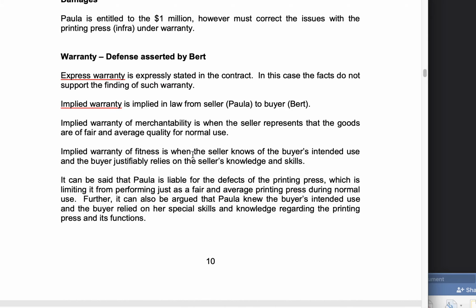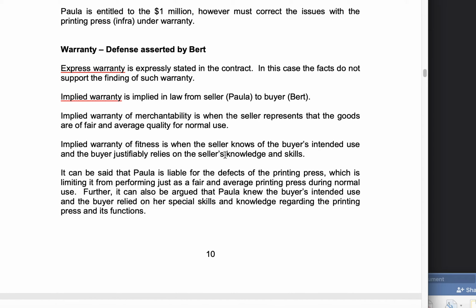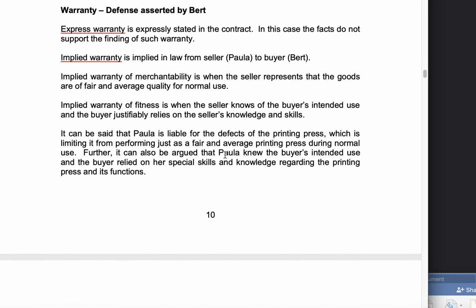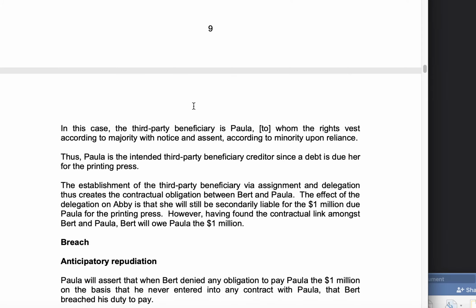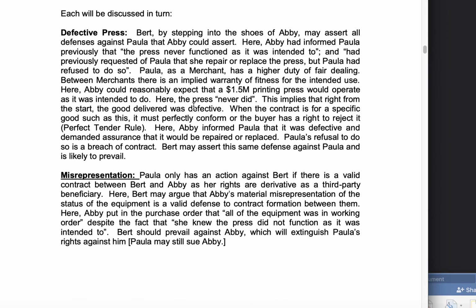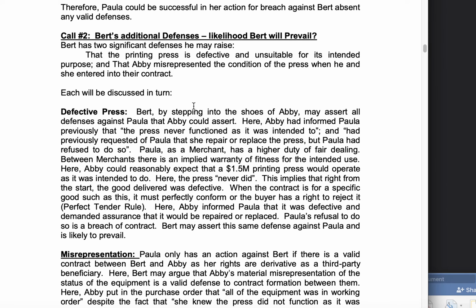But with the express, you don't have to do express, because express is like when it's in the contract. It wasn't in the contract. So basically, they say that in this case the facts don't support that. Now let's see what, okay, so these are the additional defenses here, each discussed in turn. So she's writing a little paragraph at the very top, which is fine.